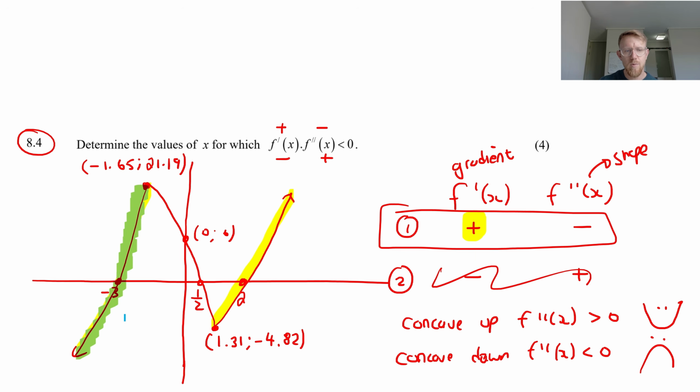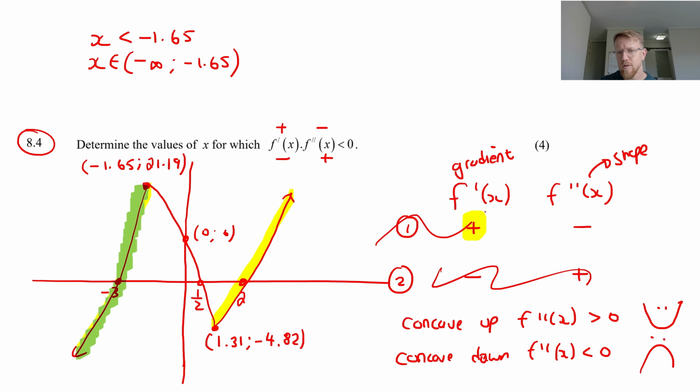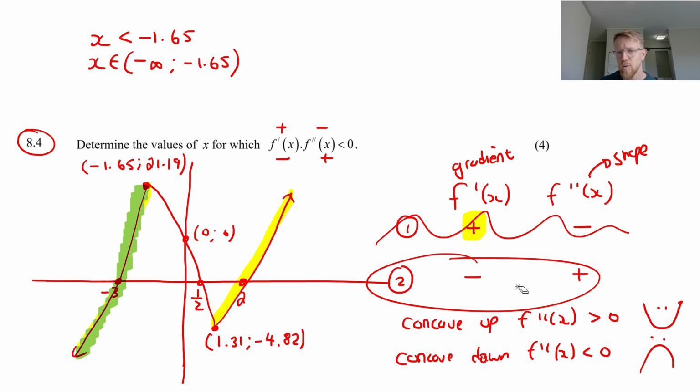So how do we write that mathematically? Well, that is when x is smaller than negative 1.65, which is the x value over here. If you prefer interval notation, you could have rather said x is an element from negative infinity up to negative 1.65. Now that's just our first answer because remember we only looked at scenario 1. Now we need to go and look at scenario 2. So let's block this one off now and let's go look at this one now.